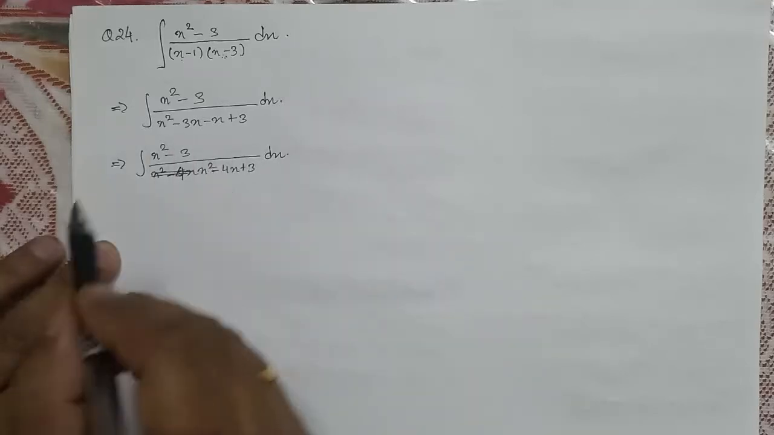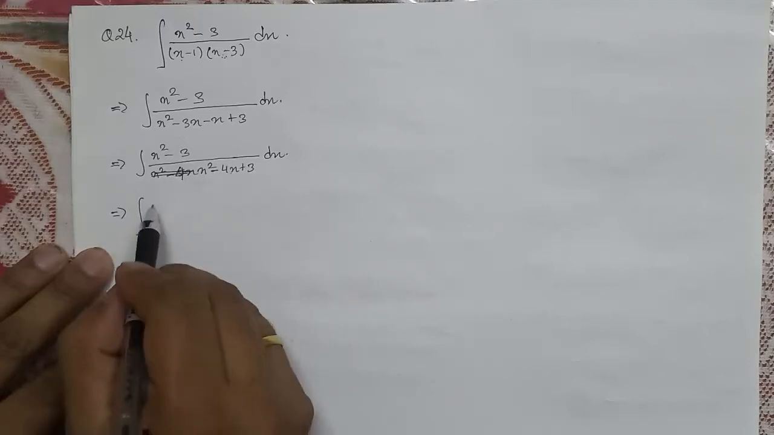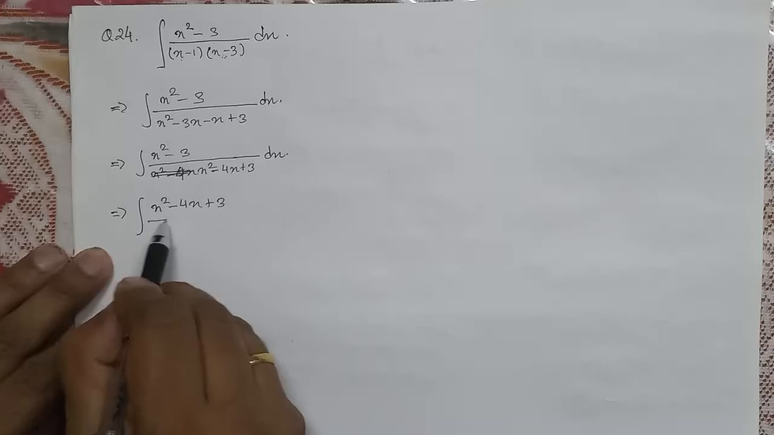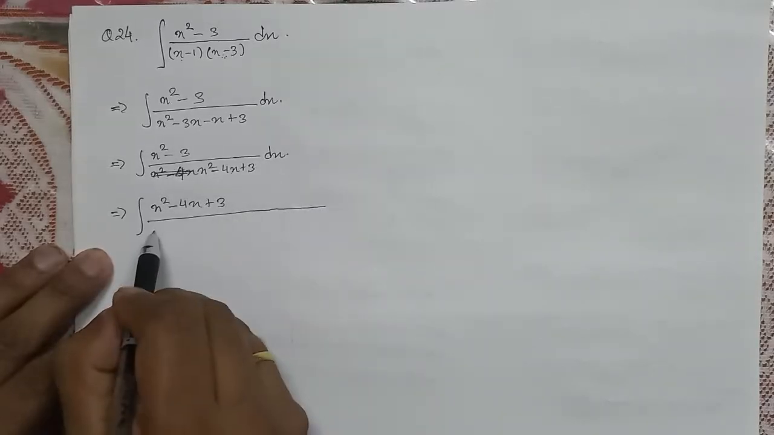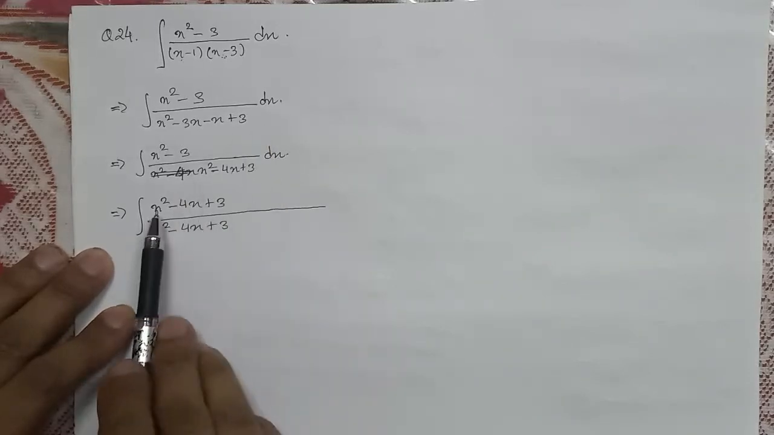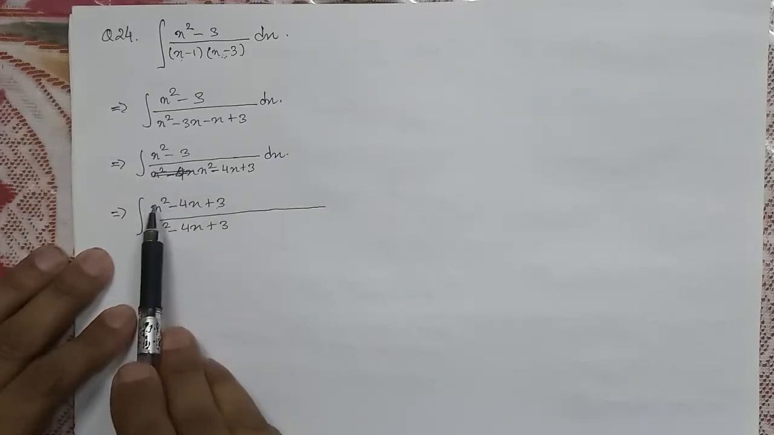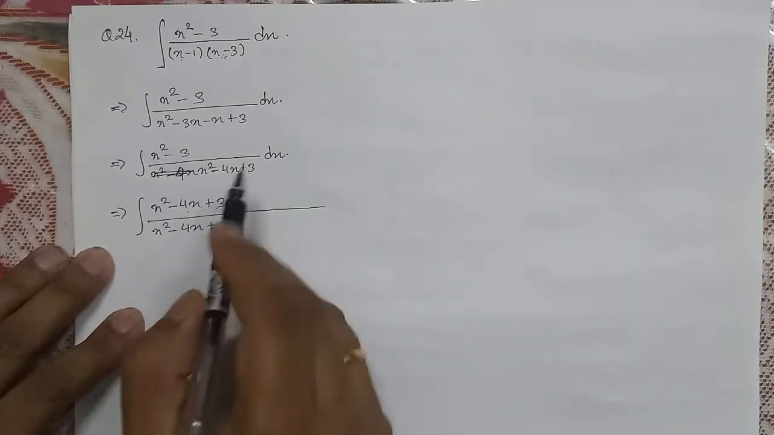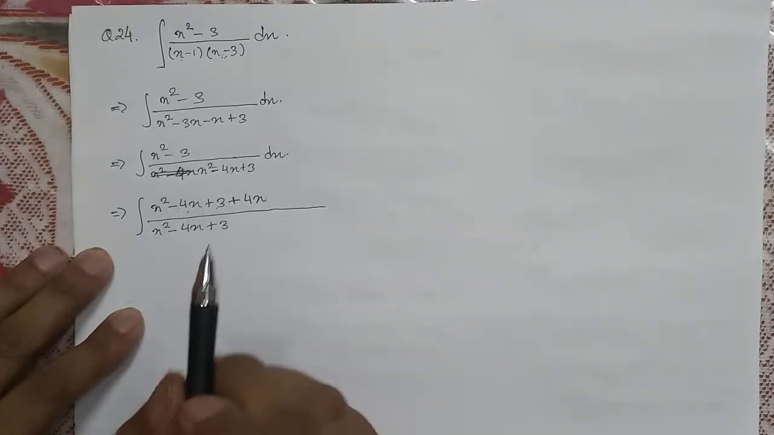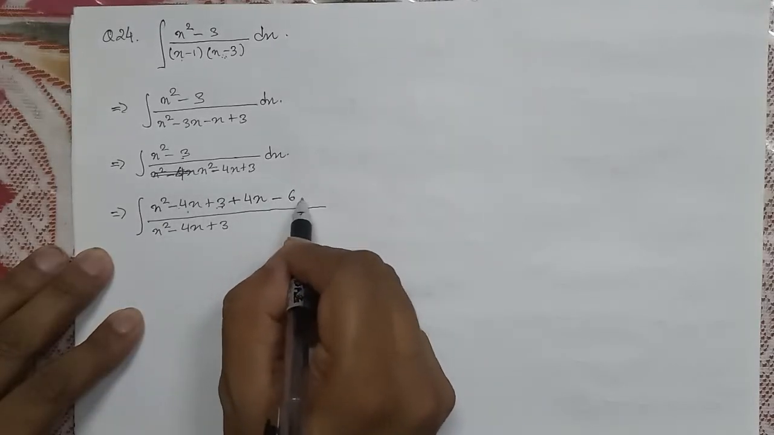Now then, I'll write the entire denominator in the numerator to adjust this numerator. The denominator is x square minus 4x plus 3, whole divided by x square minus 4x plus 3. Now then, I'll convert this x square minus 4x plus 3 in terms of x square minus 3. Now say x square is already there, minus 4x is extra, so I'll write plus 4x, so that minus 4x plus 4x get cancelled. Plus 3 is there, but what we required? Minus 3, so I'll write minus 6.